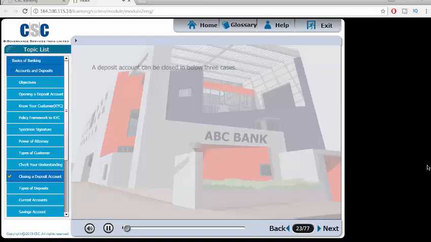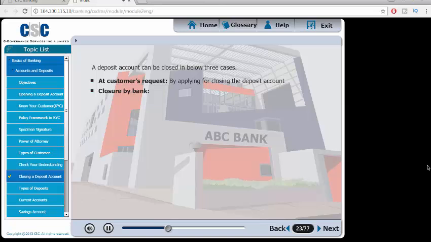A deposit account can be closed in the below three cases. At customer's request, a customer is entitled to terminate the relationship with a bank by applying for closing the deposit account if he or she is not satisfied with the services of the bank or for any other reason, such as transfer or relocating to another place.